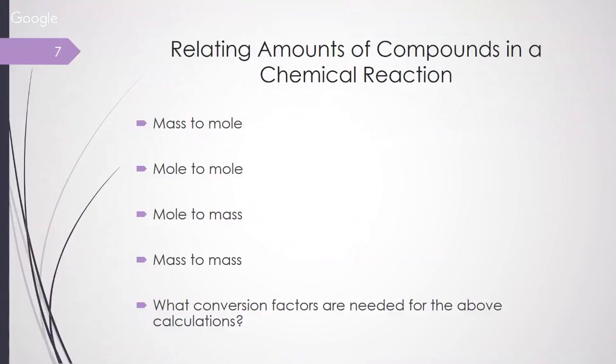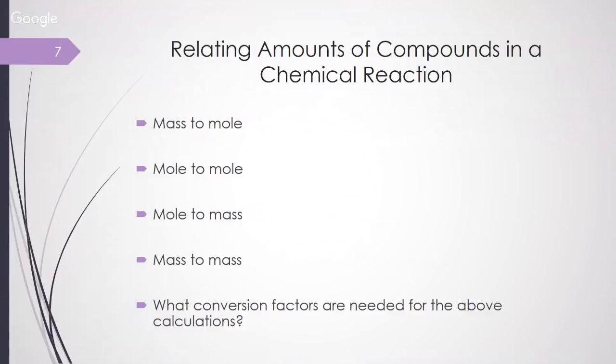The first step that you will take is converting mass to mole. To do that, you have to know what the molar mass is. You simply look at the periodic table, add up all those masses of the elements that are present, and the units are grams per mole. You will always start with 1 mole in that conversion factor.